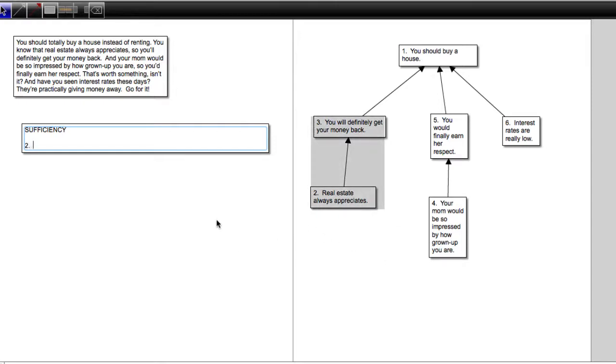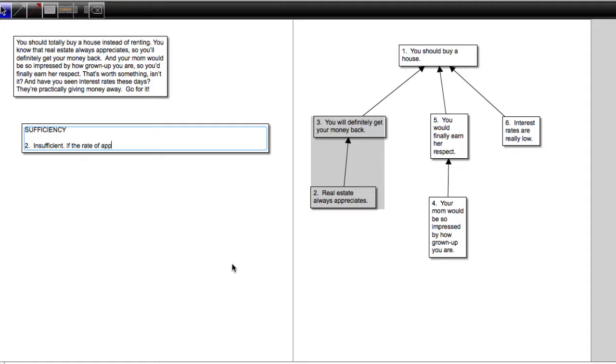And I'm going to ask whether 2, which is the only piece of evidence for 3, is sufficient for 3. Real estate always appreciates, therefore you will definitely get your money back. So is that enough? Is the fact that real estate always appreciates, take that to be acceptable, enough to establish you will definitely get your money back? Not quite.